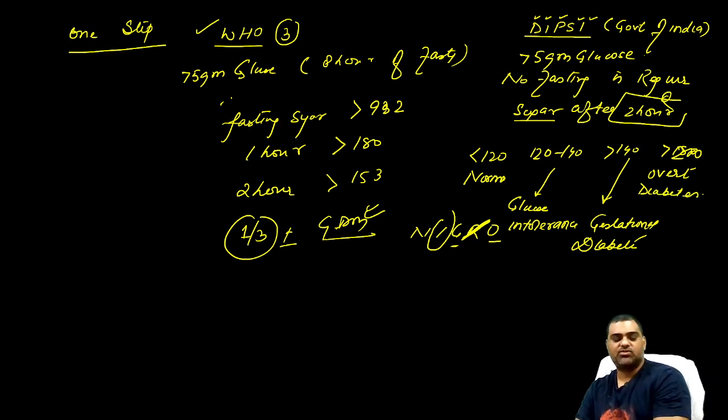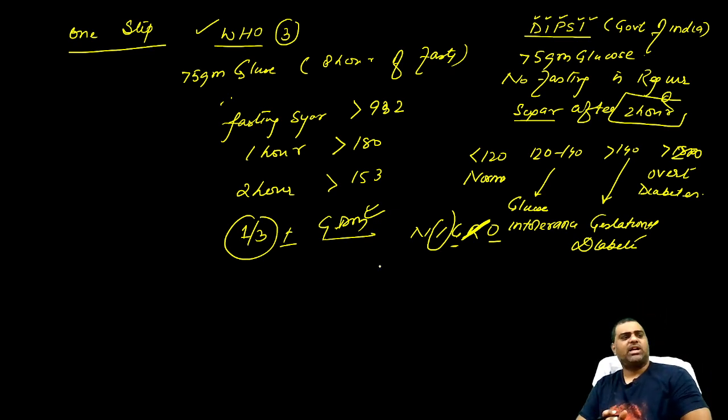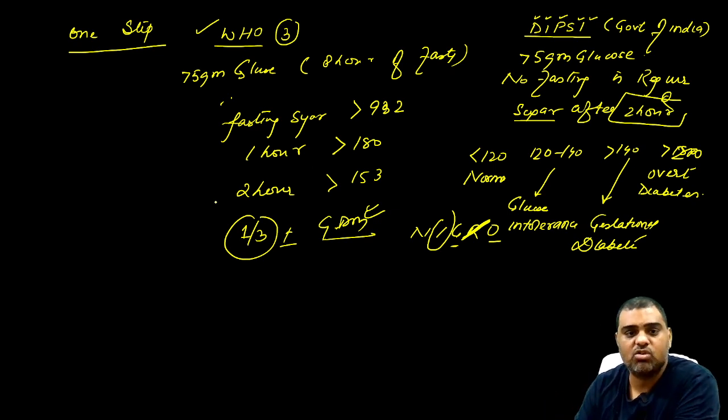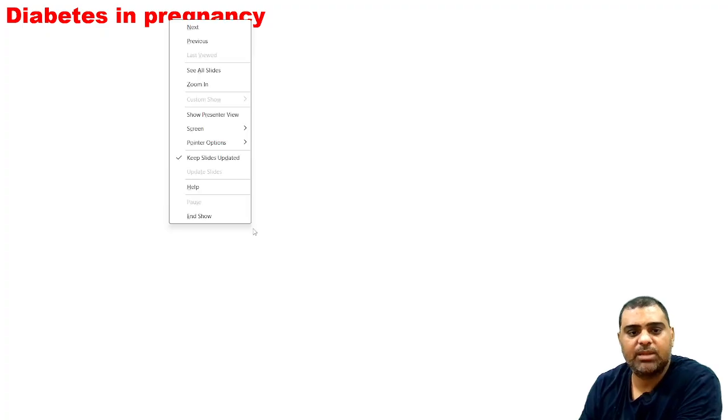So this is DIPSI. This is followed in the Government of India and most of the areas. So this is related to the diagnosis. We have gone through the pathogenesis and diagnosis. Now we'll see the complications. What are the complications that are present in diabetes?